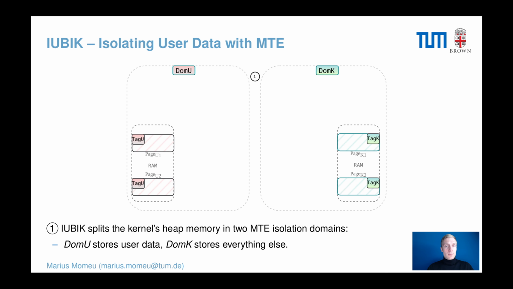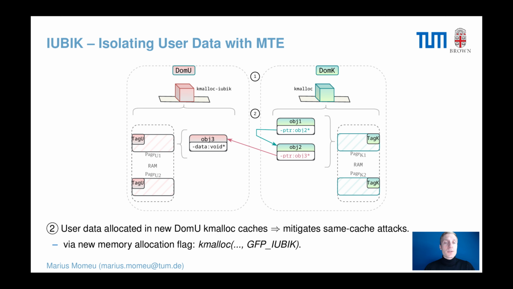Using this mechanism, we design IUBIK to split the kernel's heap memory into isolation domains, which we call DOM-U and DOM-K. DOM-U stores user data on physical pages that are tagged with tag U, while DOM-K stores everything else on physical pages that are tagged with tag K. We facilitate kernel subsystems to allocate memory in DOM-U by maintaining a new set of kmalloc caches called kmalloc-UBK, which can be accessed by passing a new memory allocation flag called GFP_UBK to kmalloc invocations.